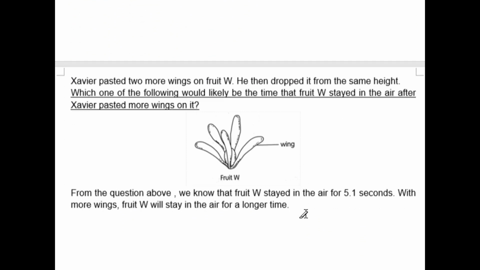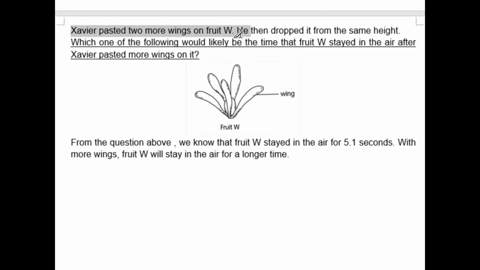Xavier pasted 2 more wings on fruit W. He then dropped it from the same height. Which one of the following would likely be the time that fruit W stayed in the air after Xavier pasted more wings on it? From the question above, we know that fruit W stayed in the air for 5.1 seconds. With more wings, fruit W will stay in the air for a longer time.